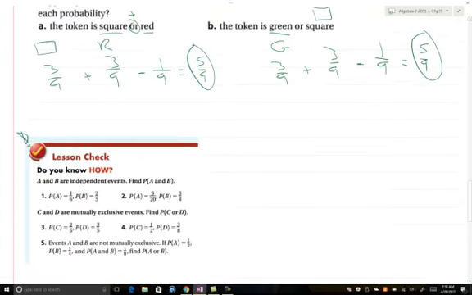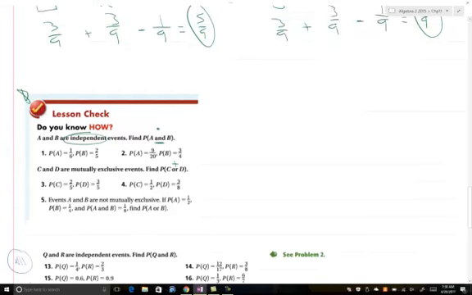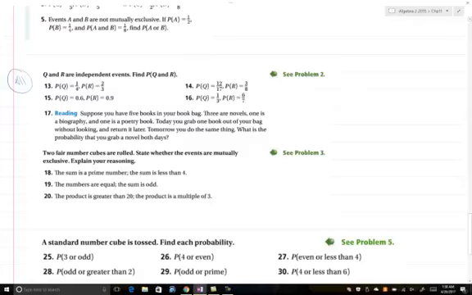Alright, so I have a little lesson check. We can try those out. If we're talking about independent events and, right, and is going to mean multiply those together, or means addition. So we can work those out, and then we have the homework tacked on there in the end.